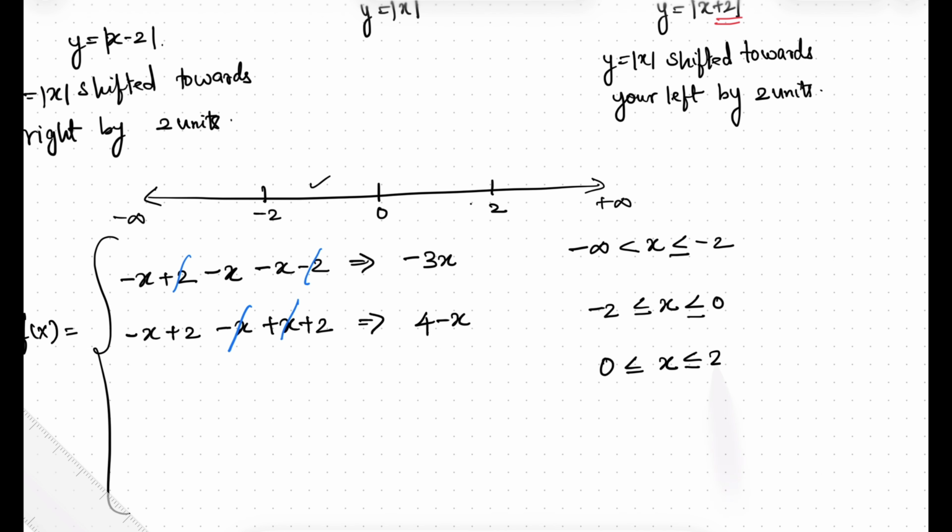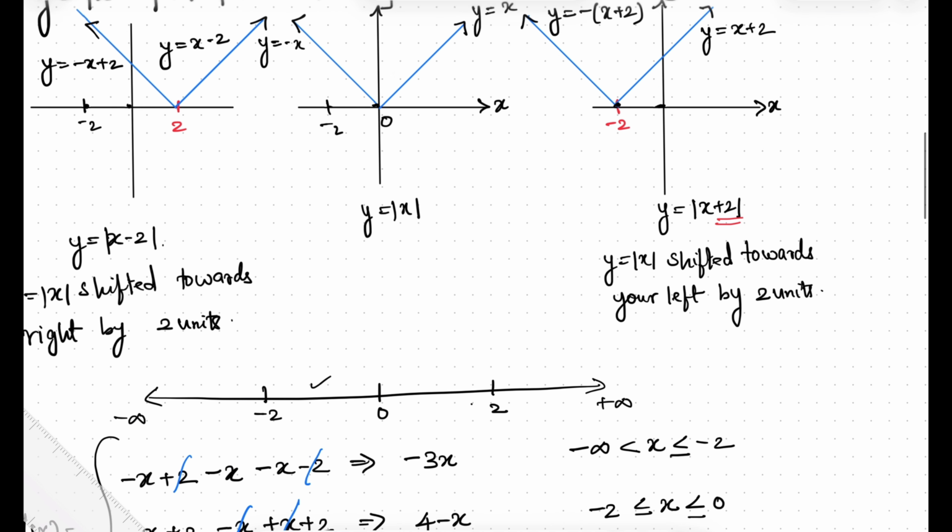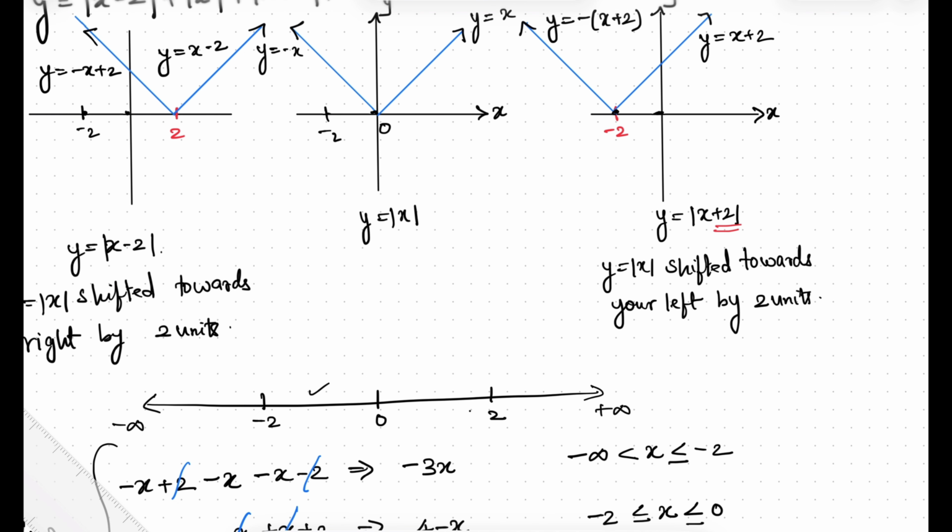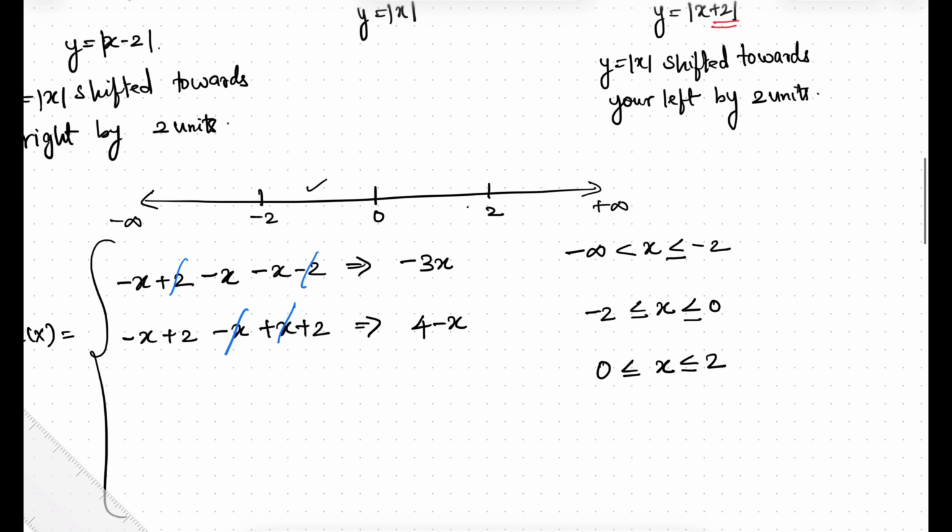Similarly, for your next piece, which is 0 less than or equal to x less than or equal to 2, let us examine 0 to 2, the right side. The left side of your function is minus x plus 2, for your second function it is x, and for your third function it is x plus 2. So we can simply cancel minus x plus x, and you'll be having your answer to be 4 plus x. And this is your final piece.